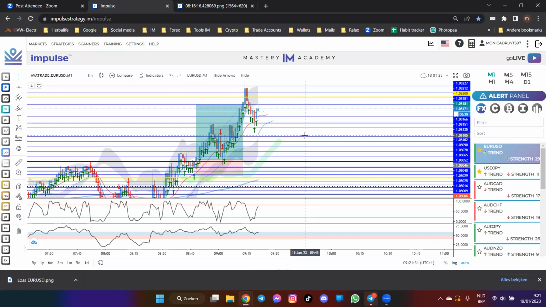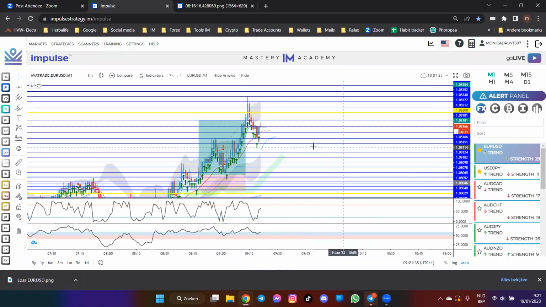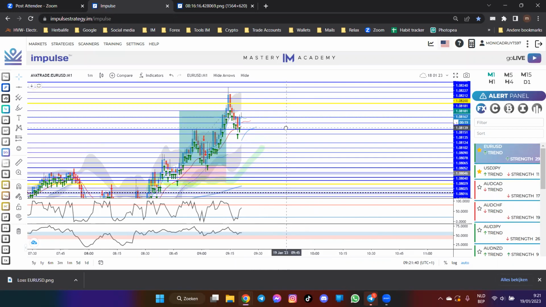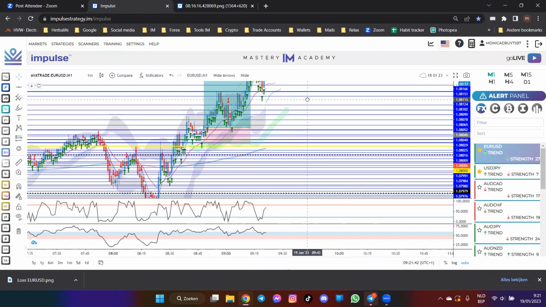Yeah, okay. So here as well, the tick line, you see, it has more trouble to break. Okay, yeah, actually the move already happened, so I don't see a current valid entry at the moment.